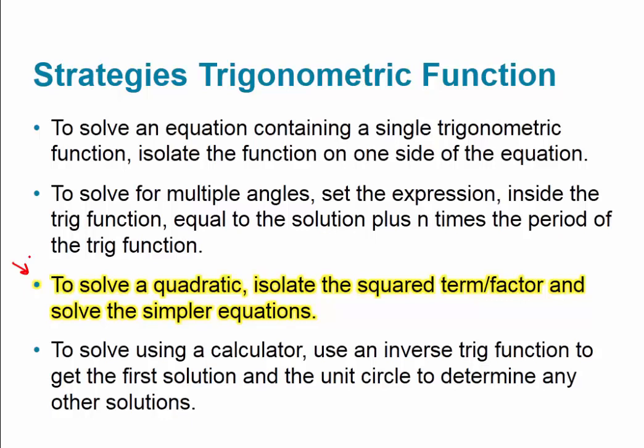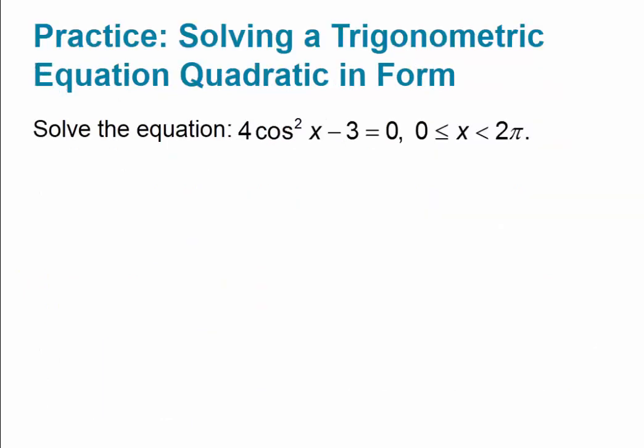And so there's two kind of strategies we use here. The first is if we just have a single squared term and we can isolate it, and there aren't any other trig functions in there, we isolate the squared term and then take the square root of both sides to solve for it. Now, if we have, for example, a sine squared and then a sine to the first power, and we have a quadratic that looks like that, then our strategy is going to be to factor.